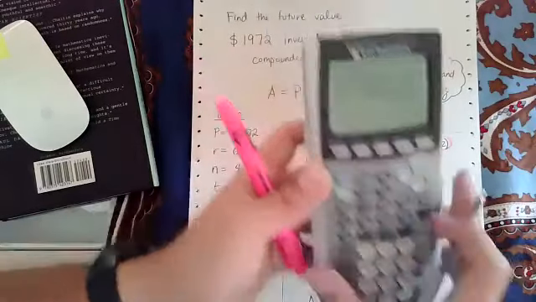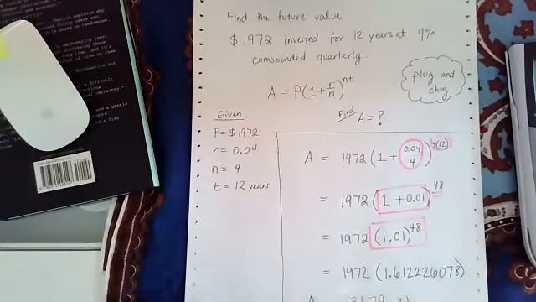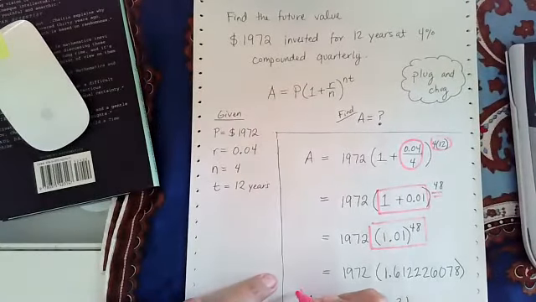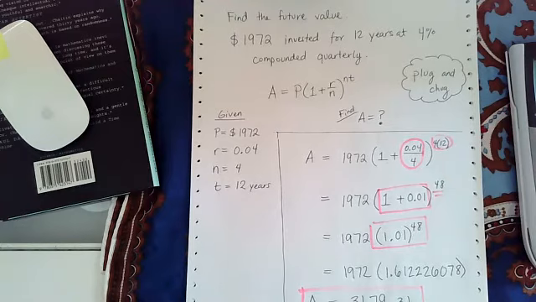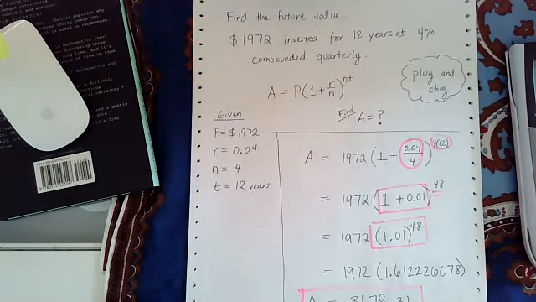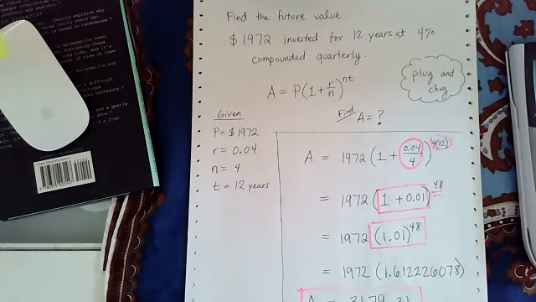This is the future amount that I can expect after investing $1,972 for 12 years at 4% compounded quarterly. At the end of those 12 years, the account grew to $3,179.31. Okay.